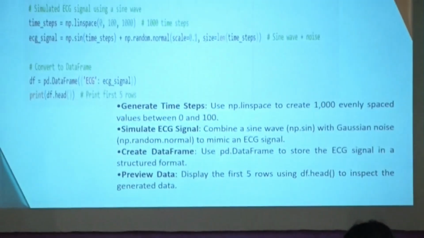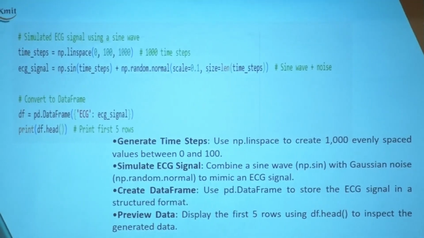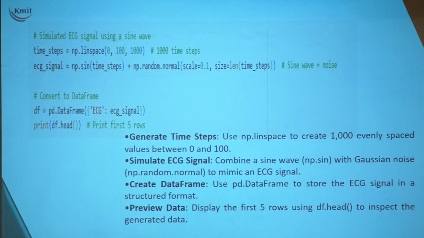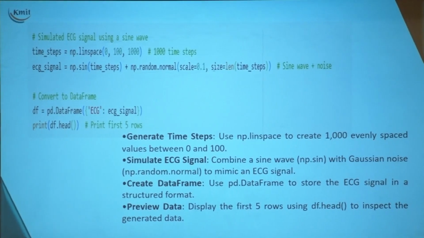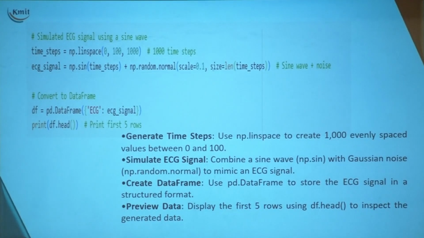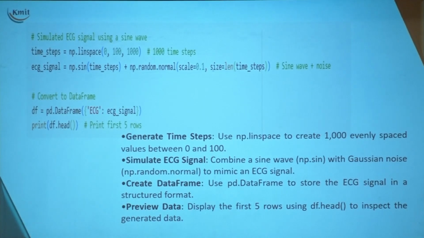Okay. Shall we go to the code now? First I am creating an ECG signal. I am taking a variable called time_steps. What is the input variable here? time_steps, and I write np.linspace(0, 100, 1000). What do you mean by this?